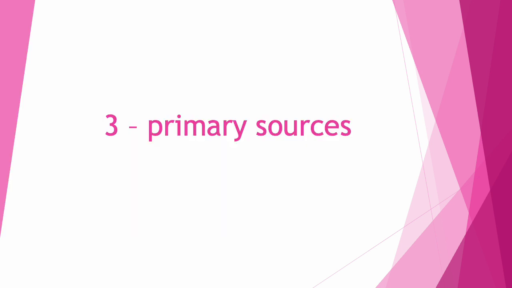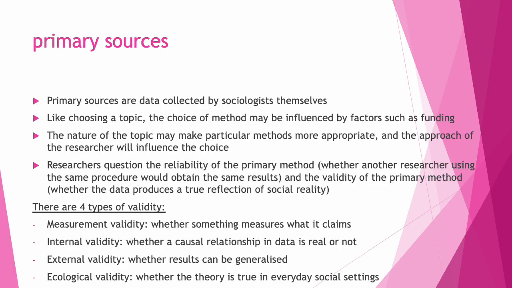Now we're going to be looking at primary sources. Primary sources are data collected by sociologists themselves. Like choosing a topic, the choice of method may be influenced by factors such as funding. The nature of the topic may make particular methods more appropriate, and the approach of the researcher will influence the choice. Researchers question the reliability of the primary method and the validity of the primary method.